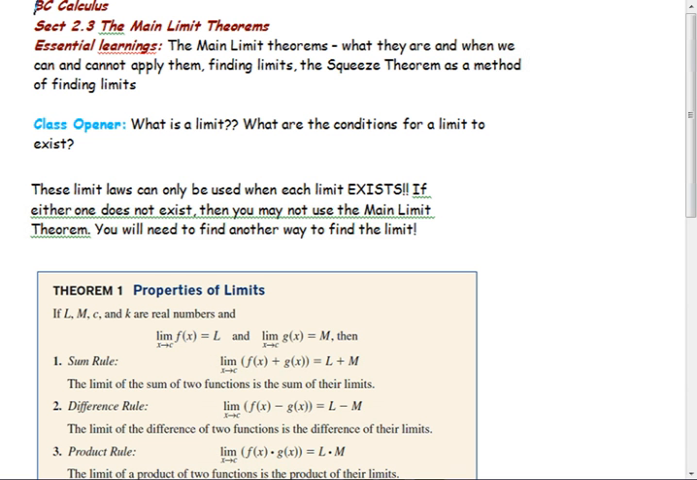You have a handout. I know all the limit laws are there. What is a limit? Okay, Lizzie says it's the behavior of a function as the x gets close to a certain point.